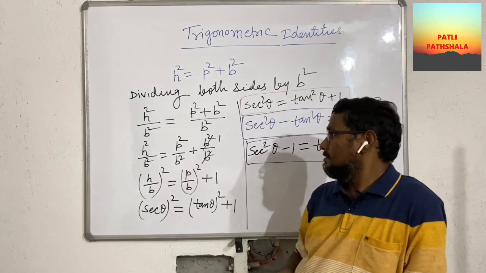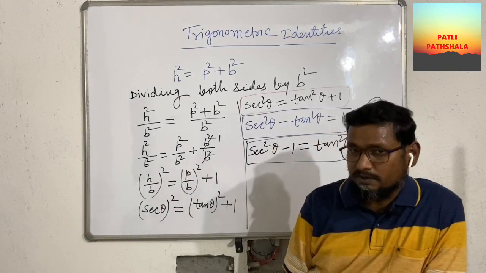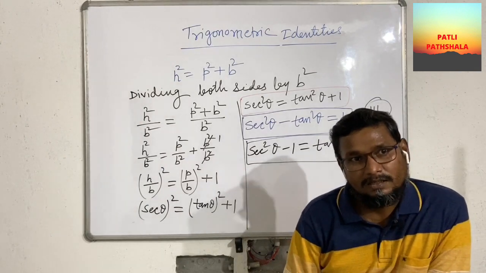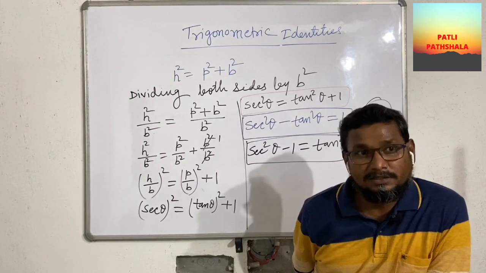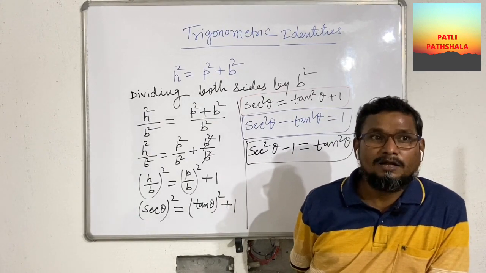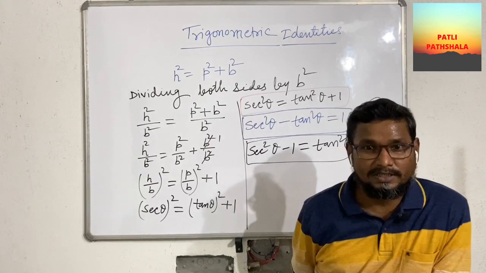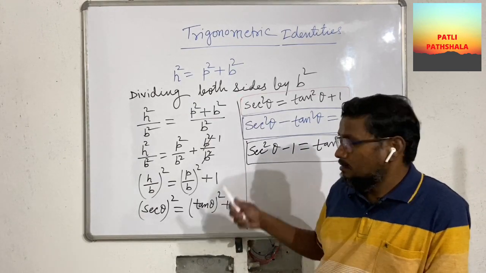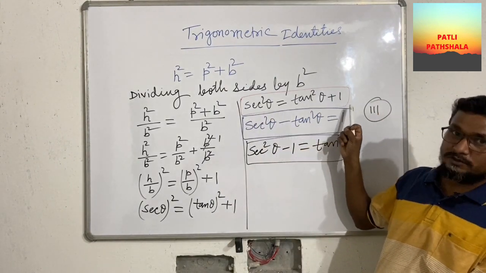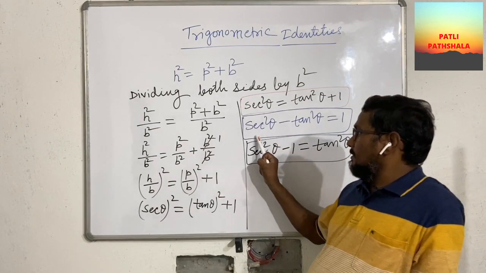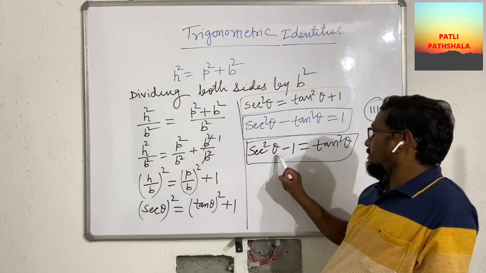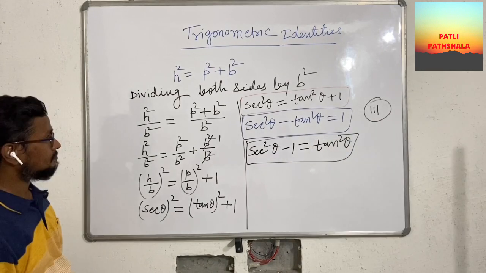In the next set we got cosec square theta is equal to 1 plus cot square theta, cosec square theta minus cot square theta is equal to 1, and cosec square theta minus 1 is equal to cot square theta. Now the next set: sec square theta is equal to tan square theta plus 1, sec square theta minus tan square theta is equal to 1, and sec square theta minus 1 is equal to tan square theta.